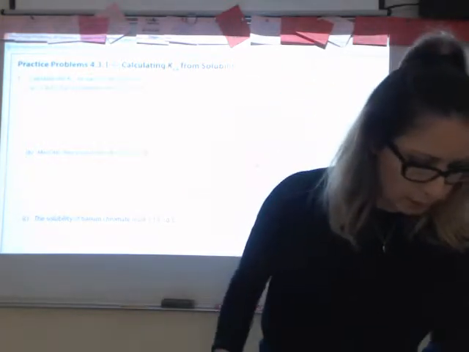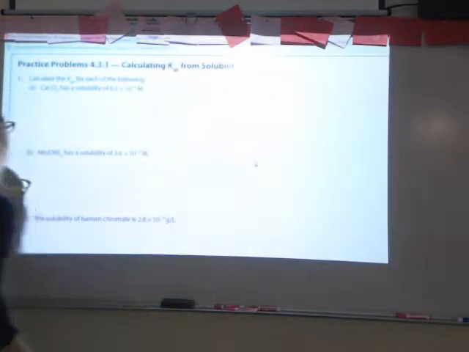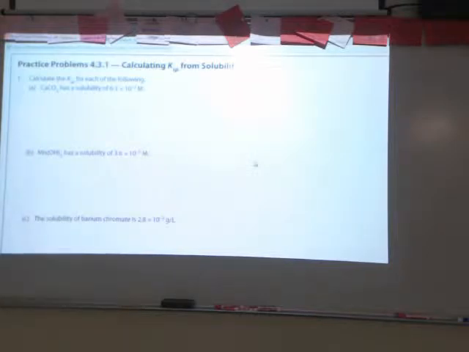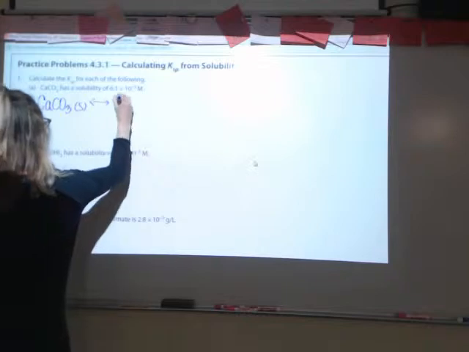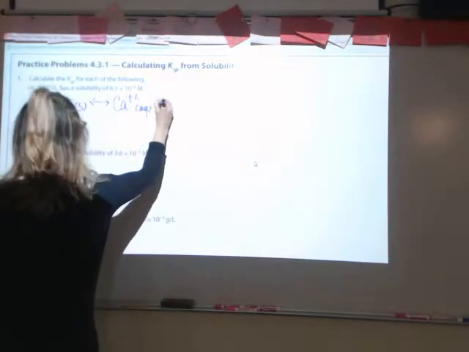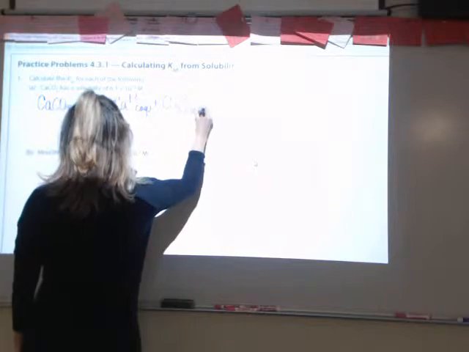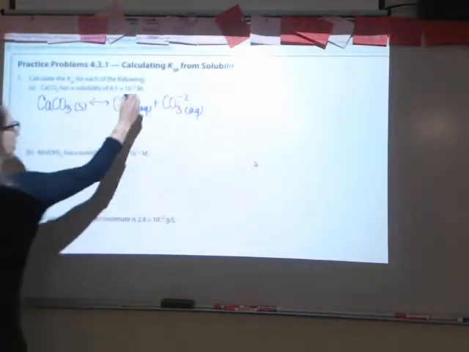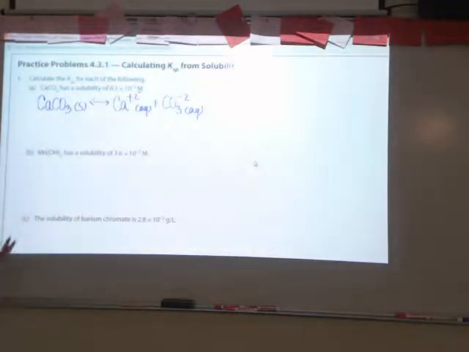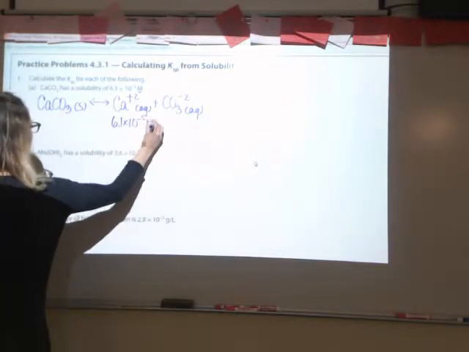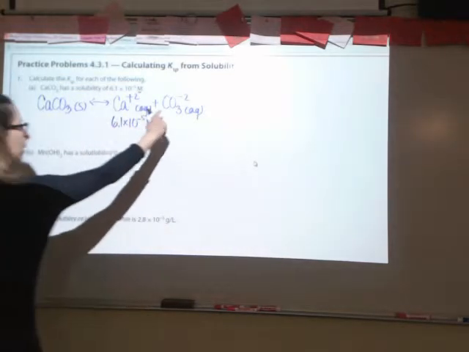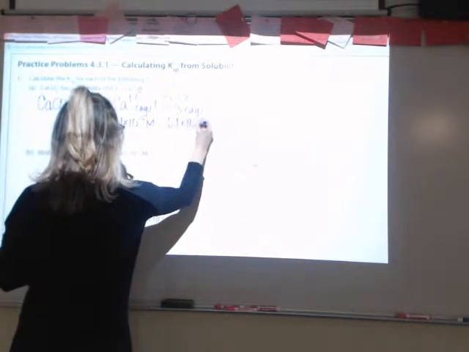Okay. It says calculate the Ksp for each of the following. CaCO3 has a solubility of 6.1 times 10 to the negative 5th molarity. So I'm going to write CaCO3 with my calcium ions and my carbonate ions. If they tell me what the solubility is and it has a unit of molarity, then I can use that to determine the concentration of my ions in solution. So this would be 6.1 times 10 to the negative 5th because I have one of them. And the same would follow for my carbonate, 6.1 times 10 to the negative 5th.